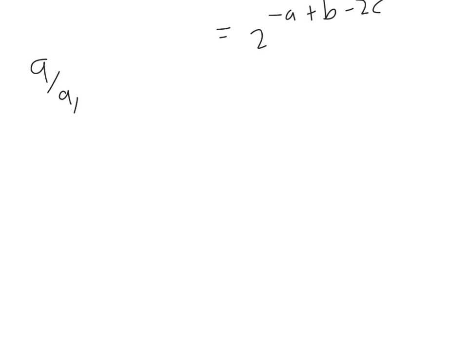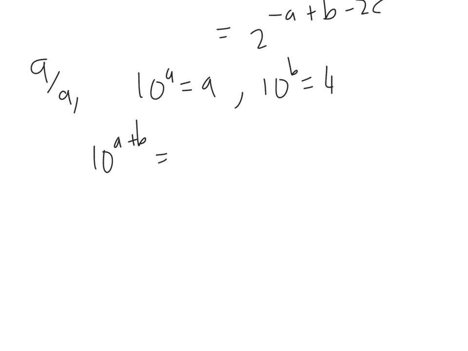Question 9, A. We're given that 10 to the a is 9 and 10 to the b is 4. So 10 to the a plus b is what we're trying to work out. I could rewrite that as 10 to the power of a times 10 to the power of b, because when the bases are the same and you're multiplying, you can add the powers, which will give you this here. 10 to the a is 9. 10 to the b is 4. So we get 36.